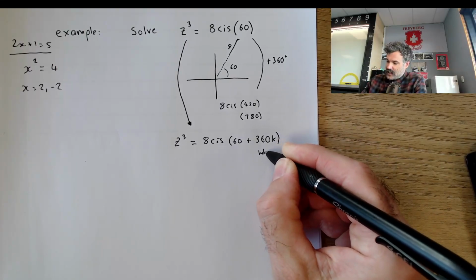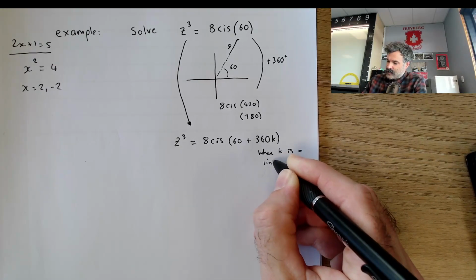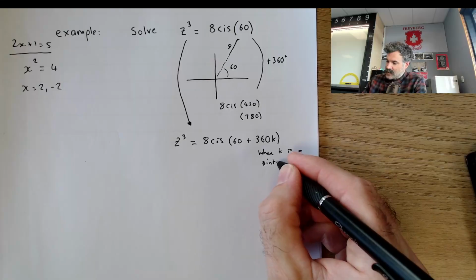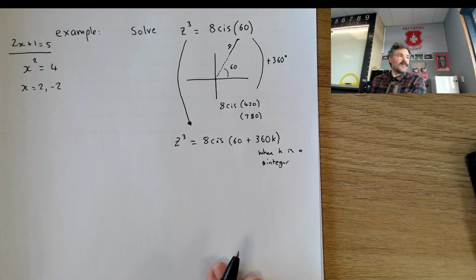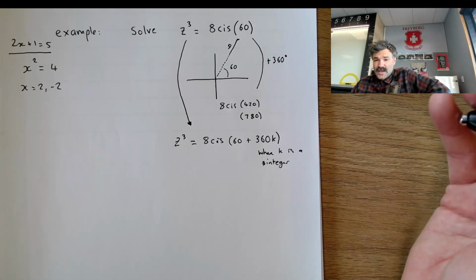where k is an integer. Why does k need to be an integer? Well, let's firstly remember what an integer is. An integer is a positive or negative whole number.